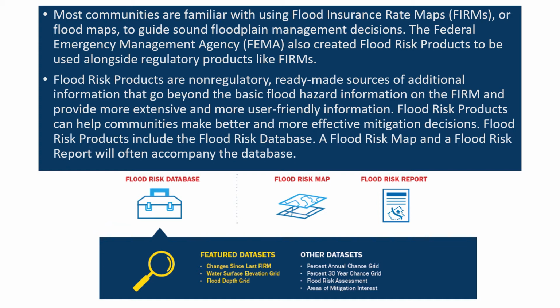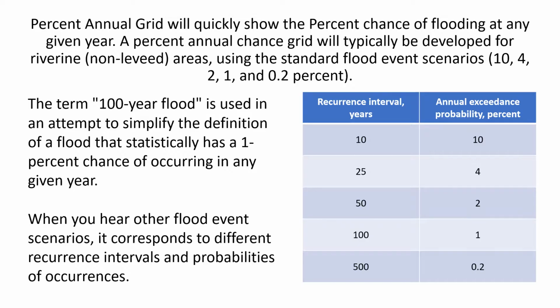Flood risk products include the Flood Risk Database, which stores the changes since last FIRM, water surface elevation grids, flood depth grids. It may also store the percent annual chance grid, percent 30-year chance grid, flood risk assessment, and areas of mitigation interest. A flood risk map and a flood risk report will often accompany the database. The percent annual chance grid will quickly show the percent chance of flooding in any given year.